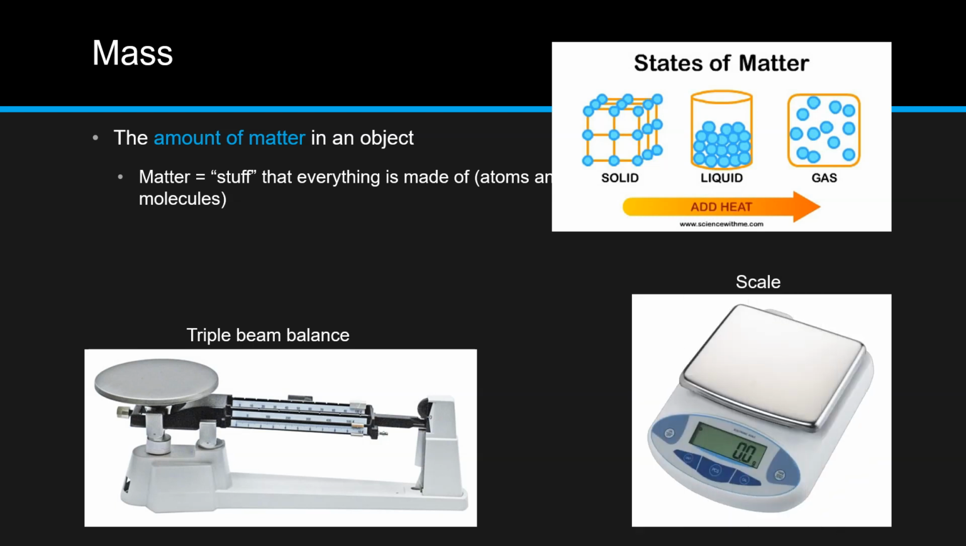You can also use an electronic balance or scale, which is usually more precise and easier to use. The base SI unit for mass is the kilogram. The other common units of mass are grams and milligrams.